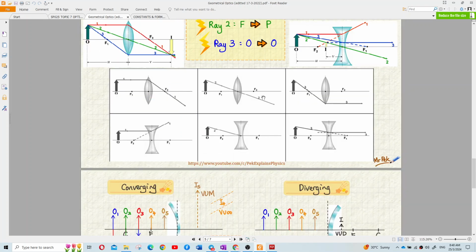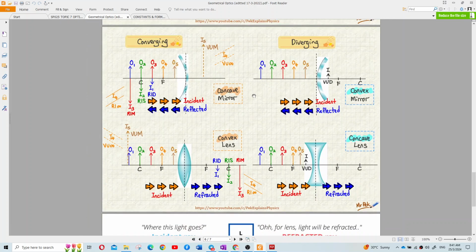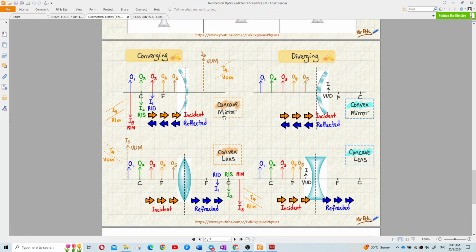Let me explain it using this one. Class, I need you to pay attention, because you learned about mirror before and I don't want you to get confused between mirror and lens. Let us do a summary between these two. Do you understand this diagram, class?